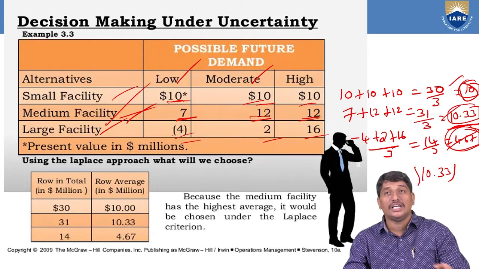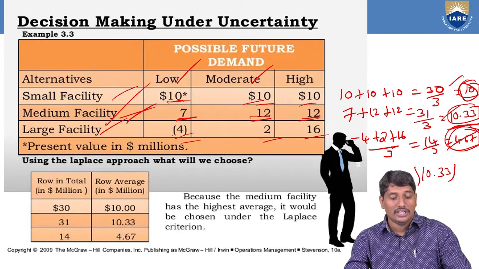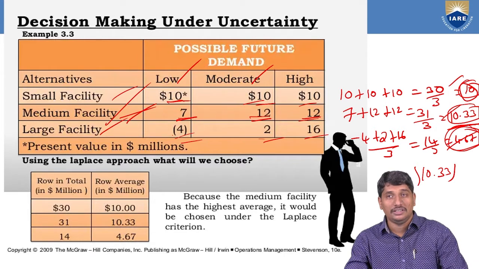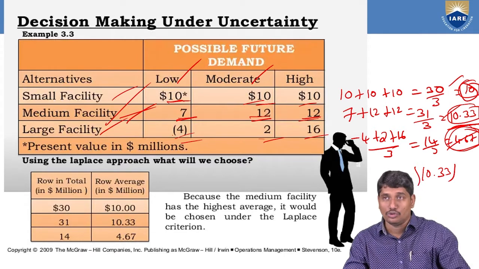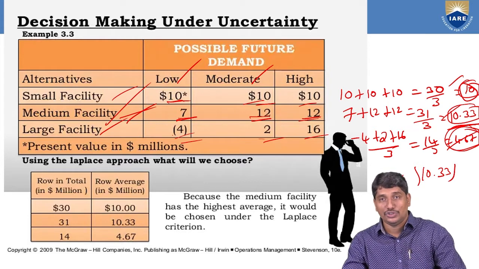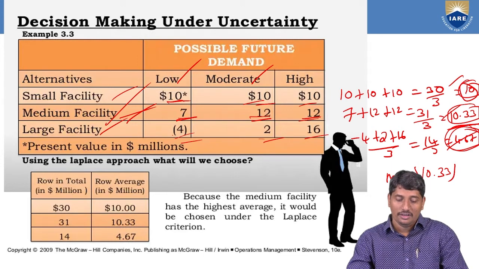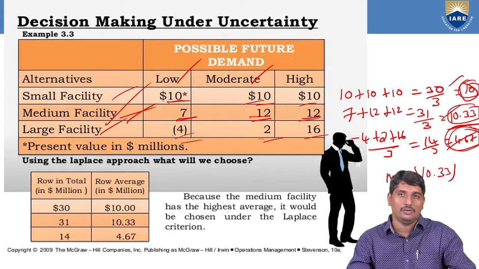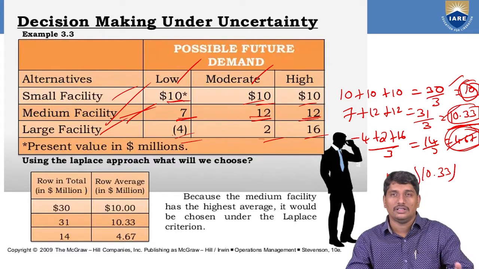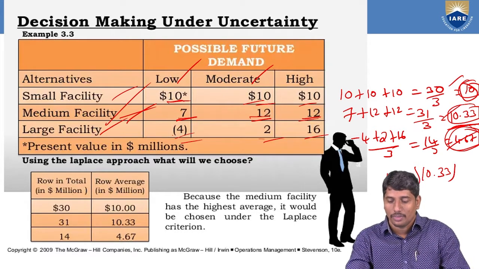So, under Laplace criteria, how are we making decisions? Under Laplace criteria, we make decisions by averaging each row, and we select the maximum of the row averages, and the corresponding alternative will be our decision. So that is why Laplace gives you a more scientific and mathematical way of making decisions under uncertainty.